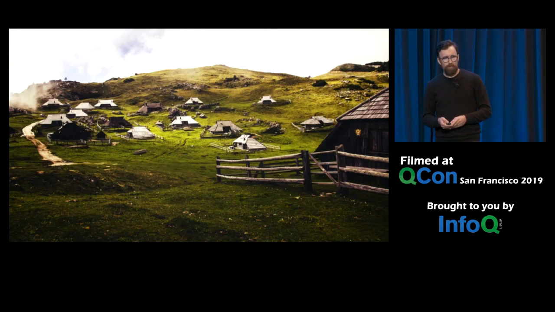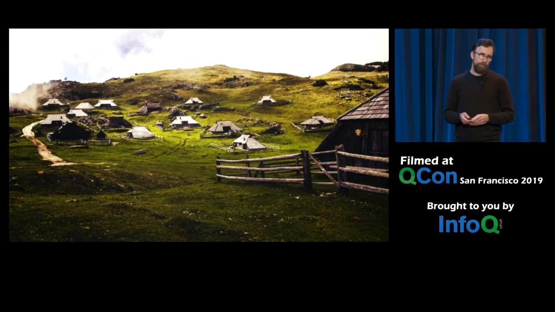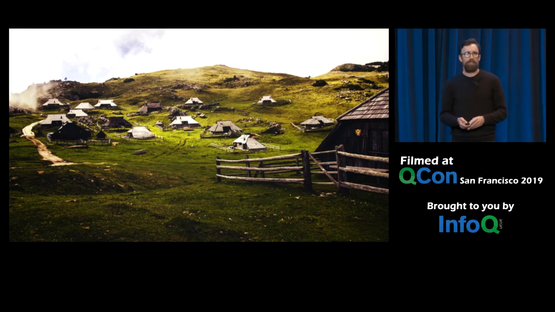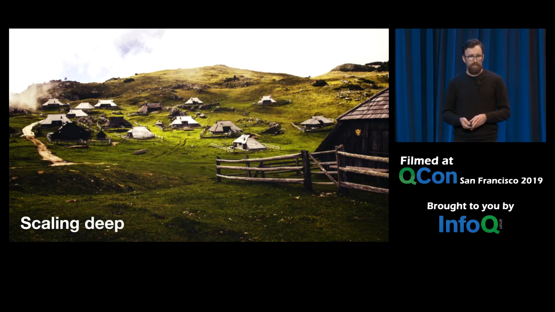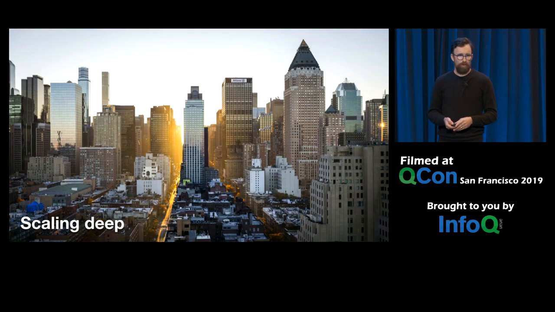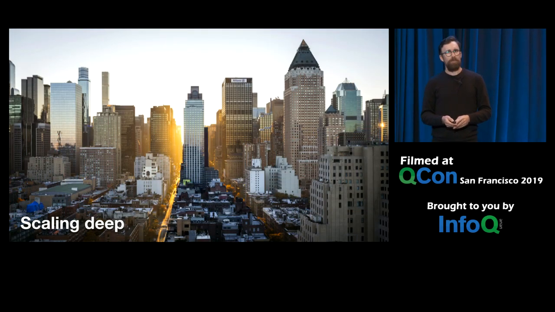There's also a different type of scaling that I would call scaling deep. So here's a small village. It's a place where some people live, hopefully, you know, semi-permanently. If we scale up a village by adding more people, it starts to look more like this, which is a medium-sized city. And if you add more people and find places for them to live, it looks more like this. And this is an example of something scaling deep.